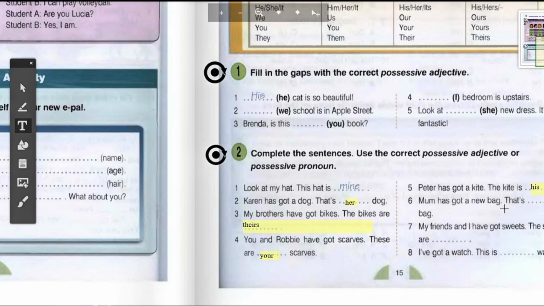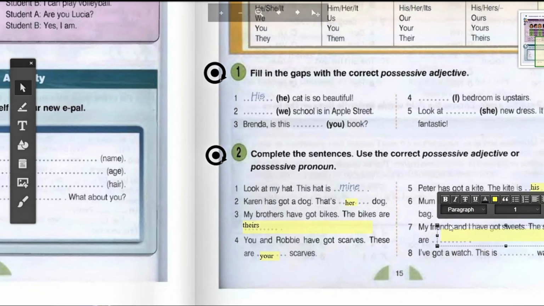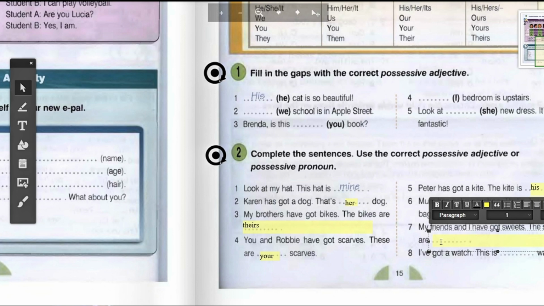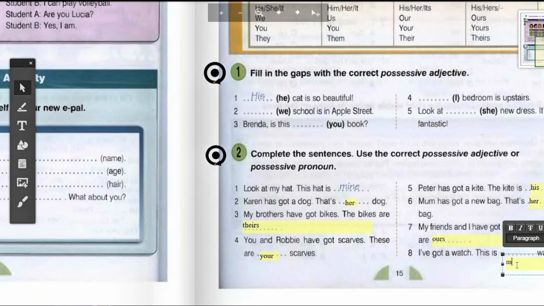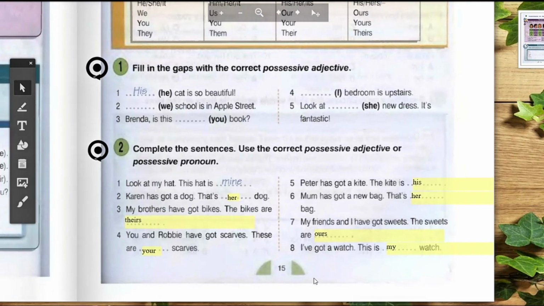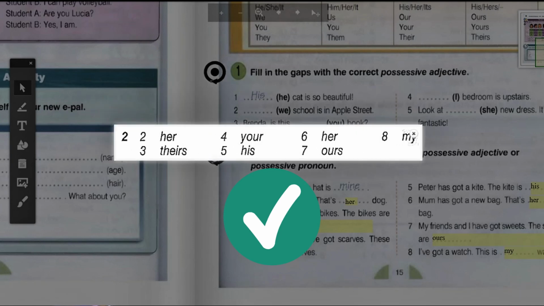Mom has got a new bag. Mom is a girl, so it means that it is her bag. It is her bag. Next one, my friends and I have got sweets. So let's take a look. The sweets are ours because we have I here. The last one, I have got a watch. This is my watch. Okay, you can also take a look at the answers.